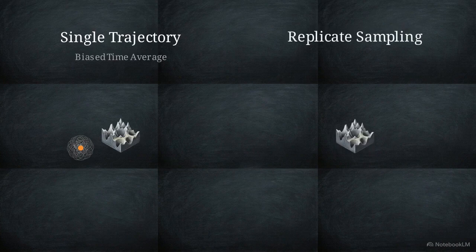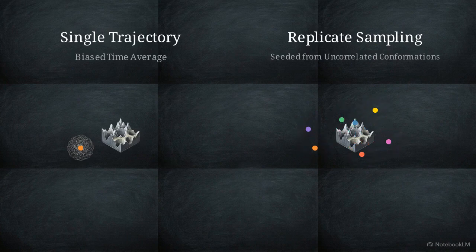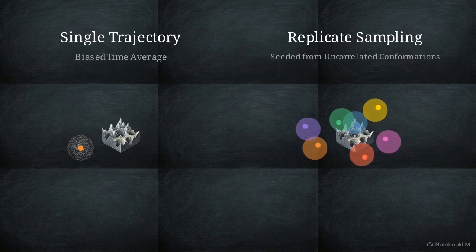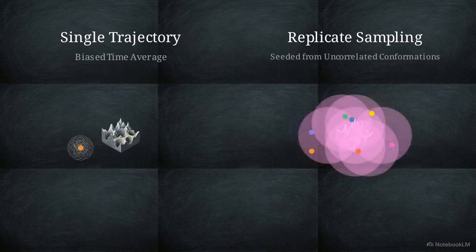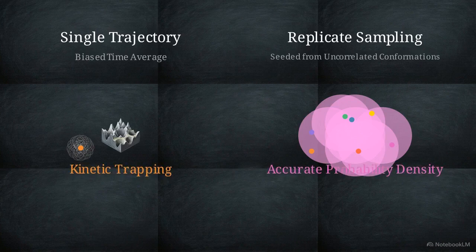The operational standard is to deploy multiple independent replicate trajectories. Crucially, these must be seeded from sequentially uncorrelated, distinct initial conformations. By distributing starting points across known metastable states, the simulation maps disparate regions simultaneously. Combining this data reconstructs the probability density far more accurately than one continuous run grinding endlessly in a single well.